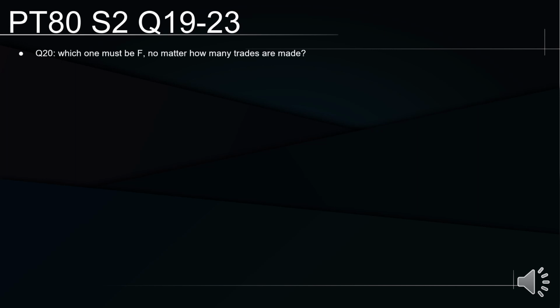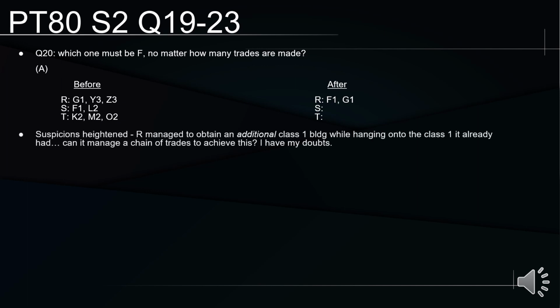So 20, again, which one must be false no matter how many trades are made, starting right up with A. Again, as always, we have our handy before and after scenario. And this time I'm not going to bother with filling out the rest of the after picture because the answer choices don't give me the whole thing and I'm not going to really figure it out because it's uncertain. So the before is the same as always. It's from the intro paragraph, and the after, according to answer choice A, is R ends up with F and G. So my alarm bells are going off.